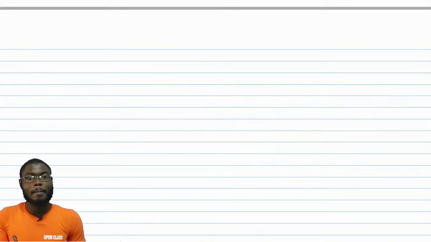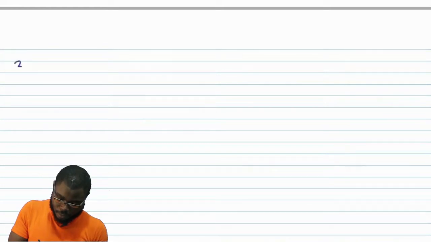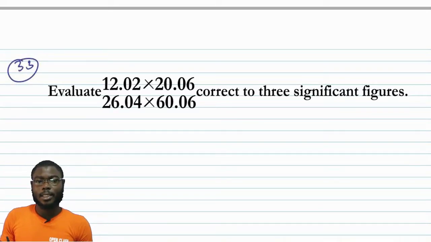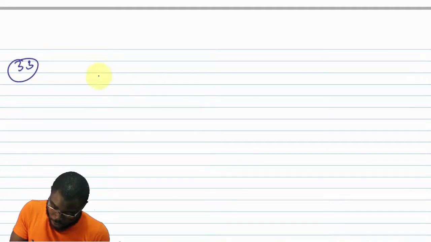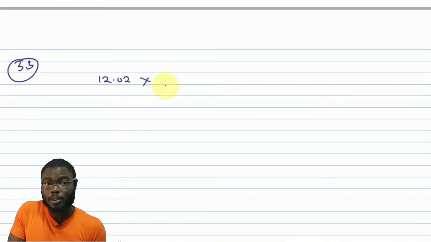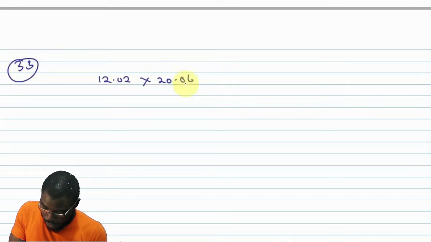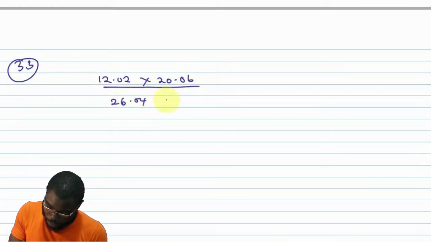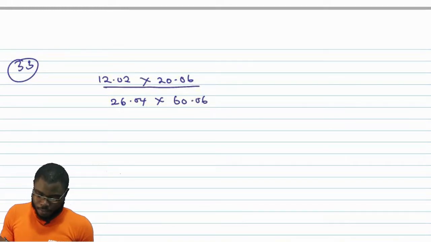The next question is question number 33. It says evaluate 12.02 times 20.06 divided by 26.04 times 60.06, correct to 3 significant figures. So what you have here is 12.02 times 20.06 divided by 26.04 times 60.06.